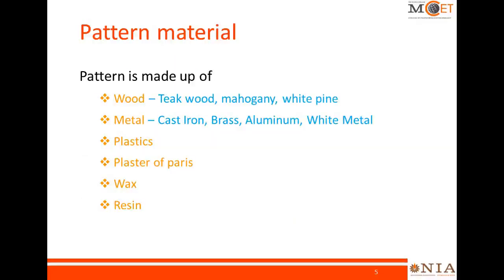Pattern material. A pattern is normally made of wood, usually teak wood, mahogany or white pine. In the case of a metal pattern, it is made of cast iron, brass, aluminum or white metal. It can also be made using plastics, plaster of Paris, wax or resin. For longer life, you can go for either a metal or a wood pattern. For complex, smaller quantity production, go for plastics, plaster of Paris, wax or resin.